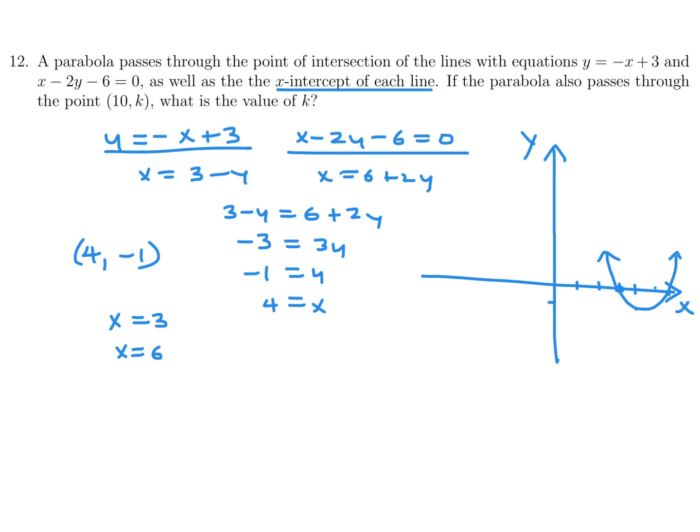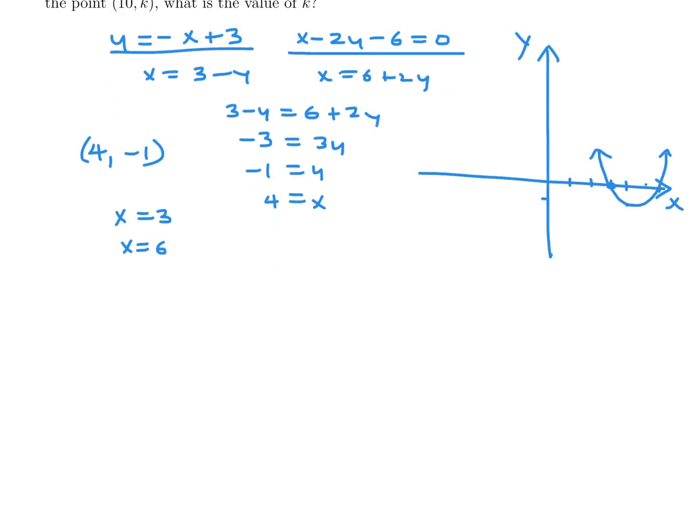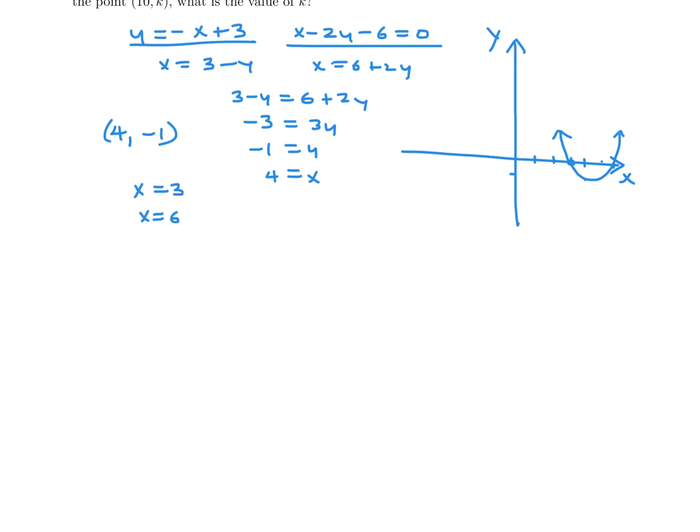Okay, so what are we trying to figure out? Oh, the parabola also passes through (10, k). What is the value of k? Oh, so I've got to figure out the equation of the parabola. Okay. So this is going to take, well, hopefully not too much time. We have y is equal to ax squared plus bx plus c, right? That's the standard equation of a parabola. And we substitute these points in. So that point is (4, minus 1). This point basically is (3, 0). And this point is (6, 0). So when I sub in those points, I will get the following equations.